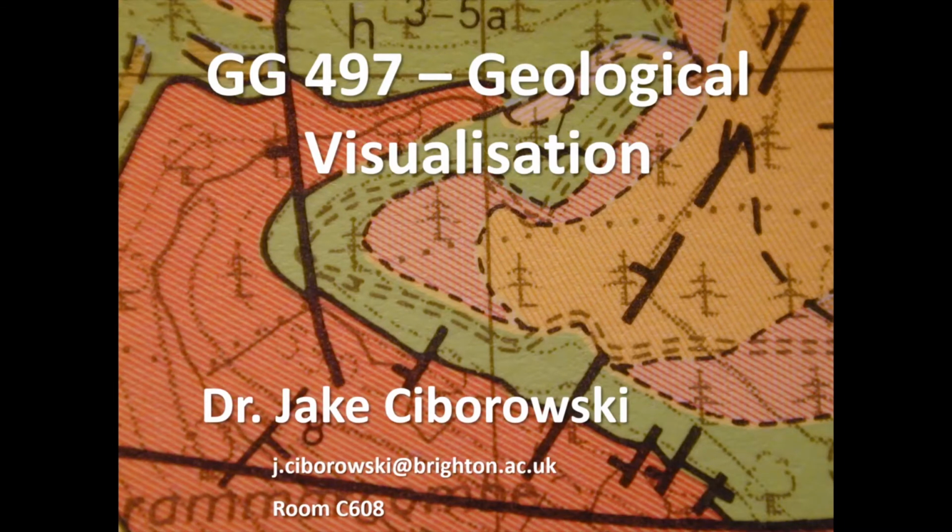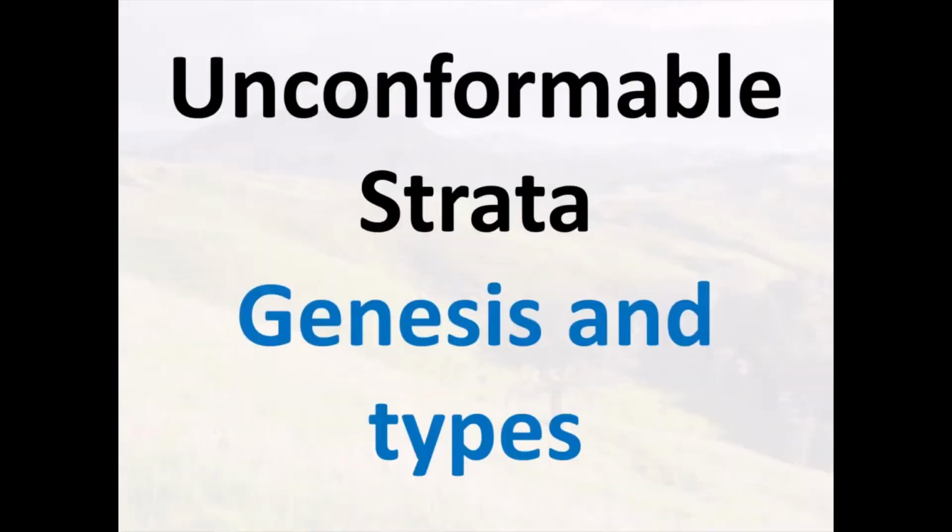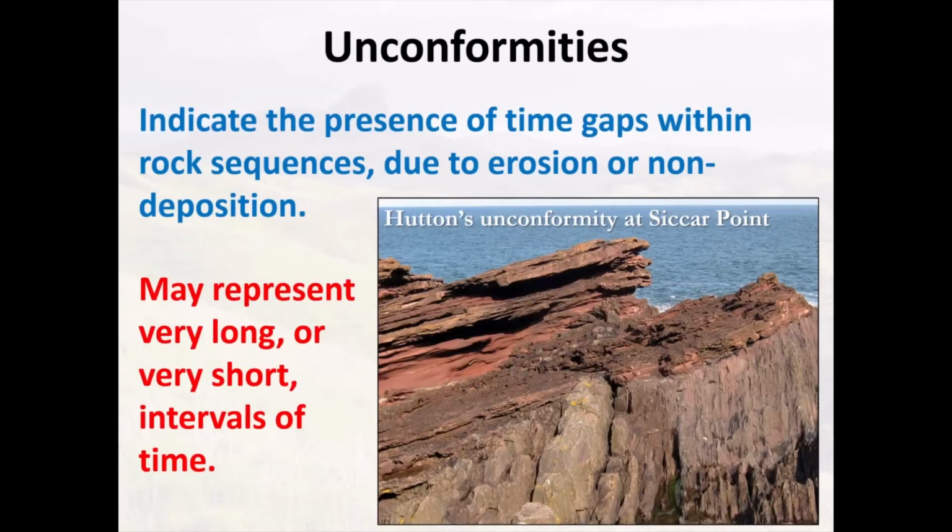Today we're going to look at unconformities. We're going to see how we form an unconformity and the different types of unconformity that we can form. So unconformities then, they indicate the presence of time gaps within rock sequences due to erosion or non-deposition, and these might represent very long or very short intervals of time.